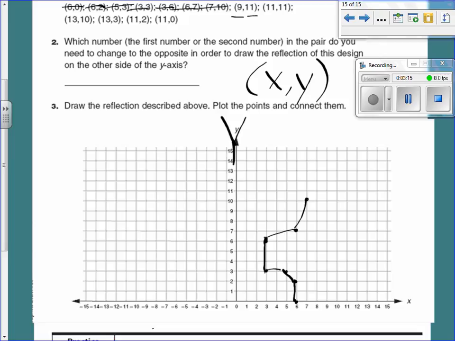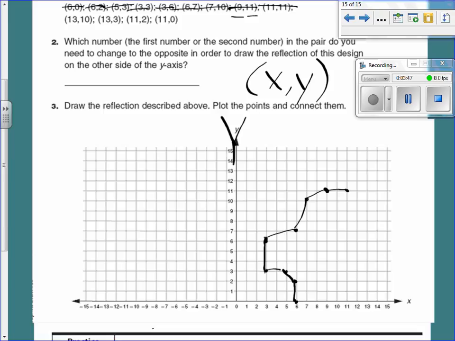Over 9, up 11. And we'll make a connection. There. Next we have 11, 11. Over 11, up 11. That shouldn't be too difficult. That one we should never get mixed up when both numbers are the same. That's easy.